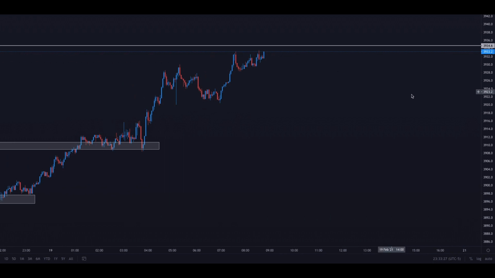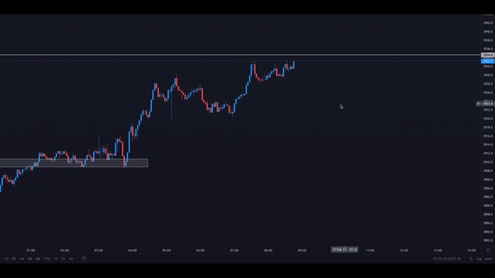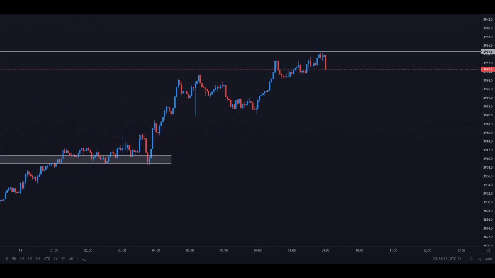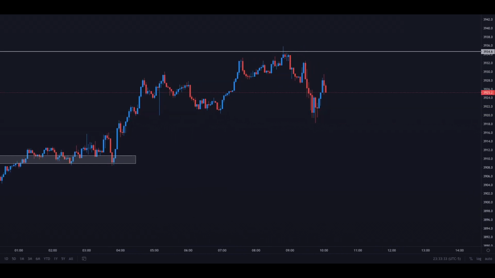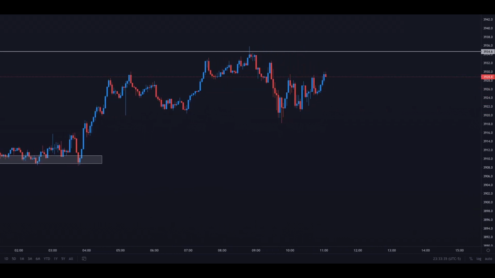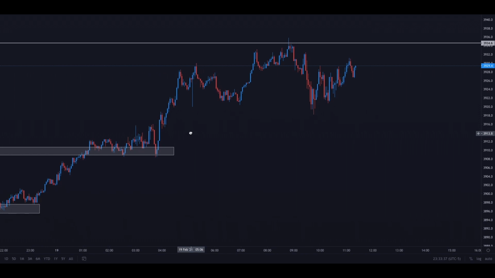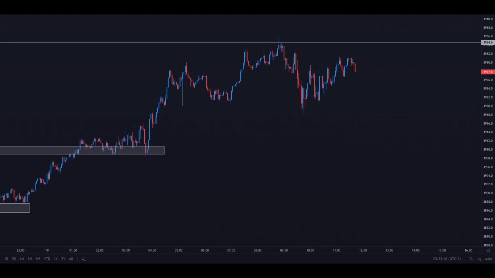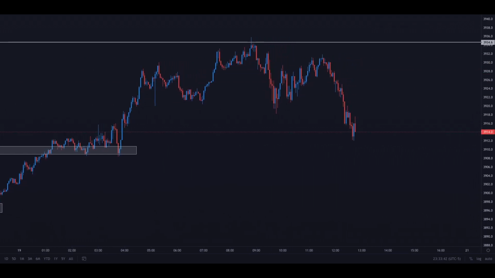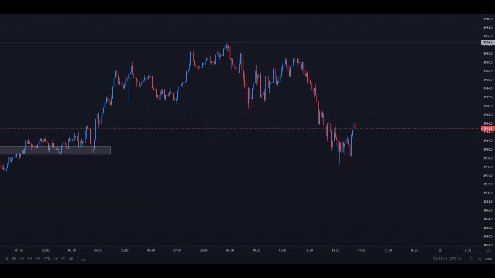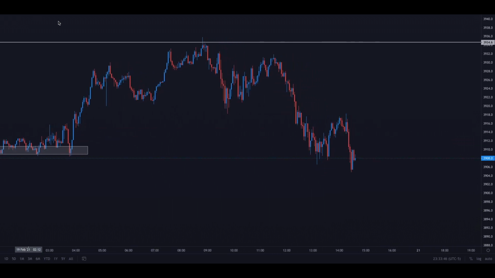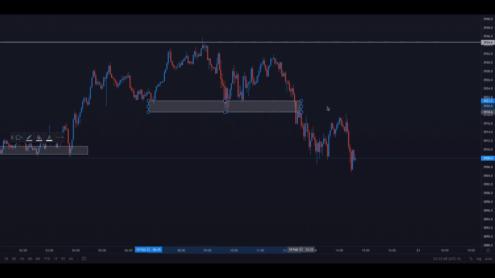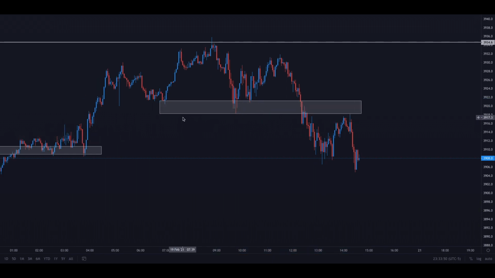We can see price rejection off of this level of strong resistance. We can then see a break of structure. We know this because price failed to print a higher high and instead printed a lower high. As we know, lower highs and lower lows are a sign of a bearish trend. We can see price then break this support level and then come back to retest the newfound resistance.